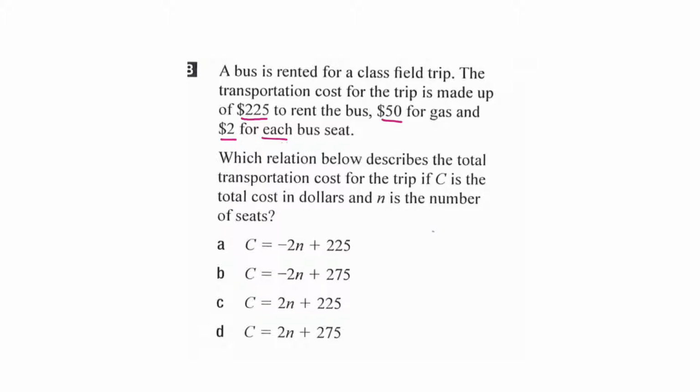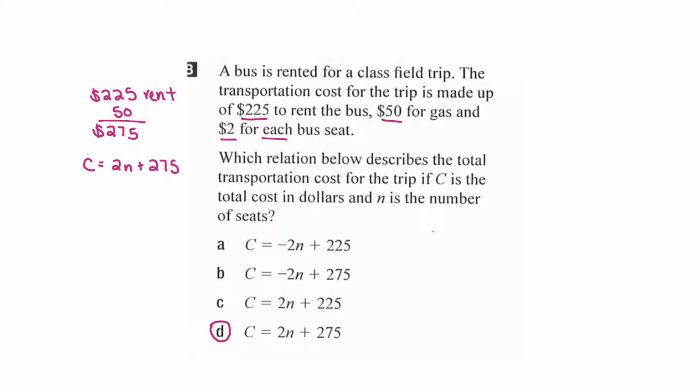First of all, there are two things that are adding up to the initial value. We have the $225 to rent the bus, and then $50 for gas. So that adds up to a $275 initial value. And then it's $2 for each bus seat. So our answer is going to be C equals 2N plus 275. Let's see if that is an option. It is. If we look down at the last option, C equals 2N plus 275, so it's D.